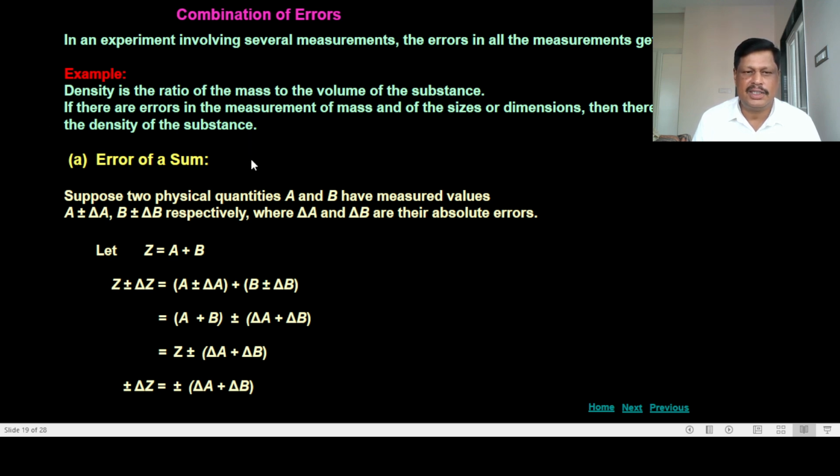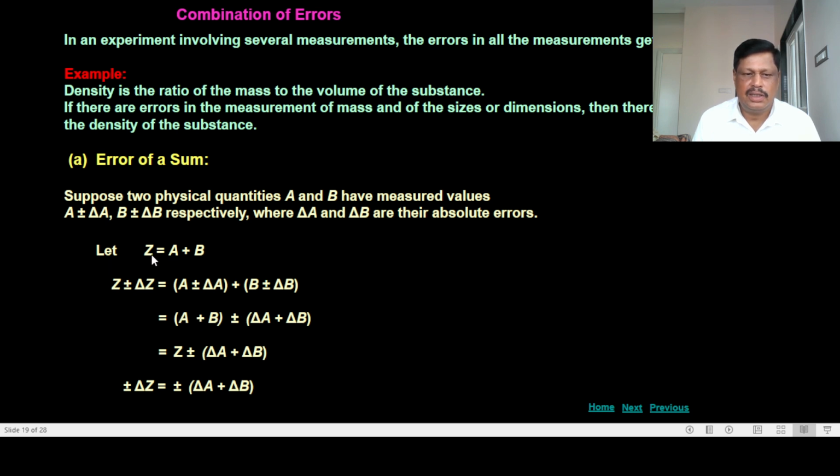First we will discuss errors of sum. Suppose two physical quantities A and B have measured values A plus or minus delta A, B plus or minus delta B respectively, where delta A and delta B are their absolute errors. You already know about the absolute errors. Let Z is equal to A plus B. Z plus or minus delta Z is equal to A plus or minus delta A plus B plus or minus delta B. So take common A plus B plus or minus delta A plus delta B.